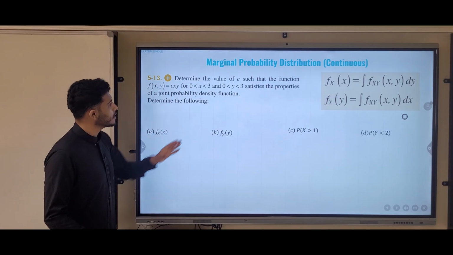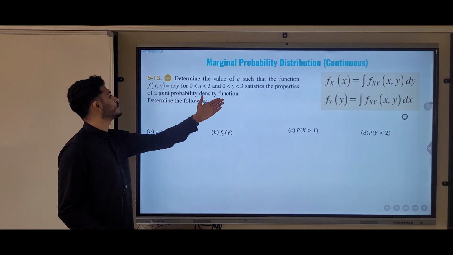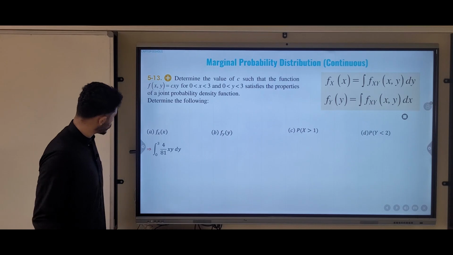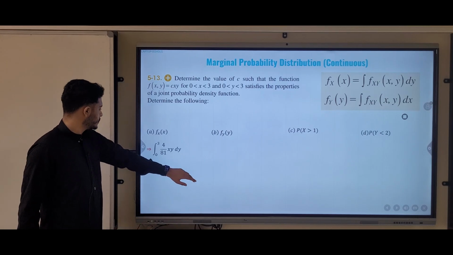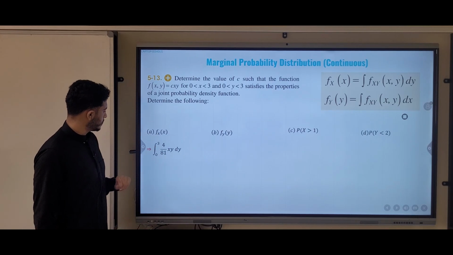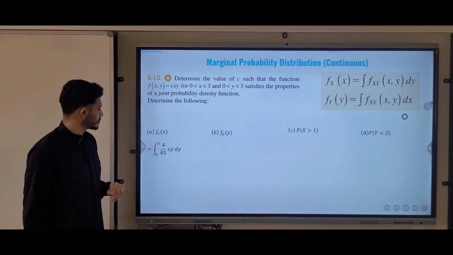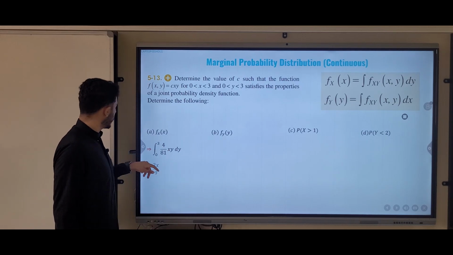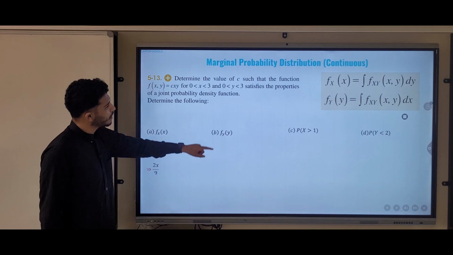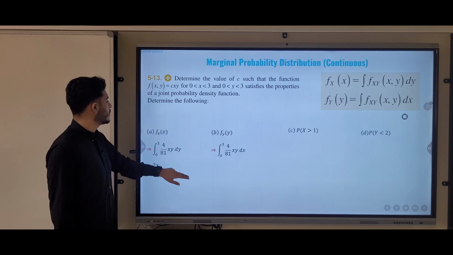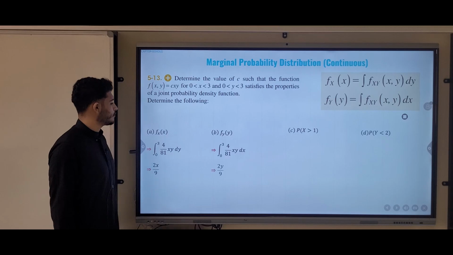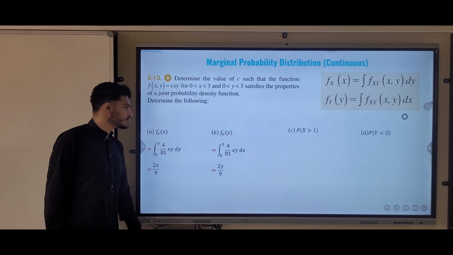So let's find this one using this formula, and it should be like this, where you integrate over the whole region of y, integrating in terms of y, and you're going to find the answer at the end. For this one also, you can just directly implement the formula, integrating over the whole region of x to find the marginal of y. Now let's solve the probabilities.